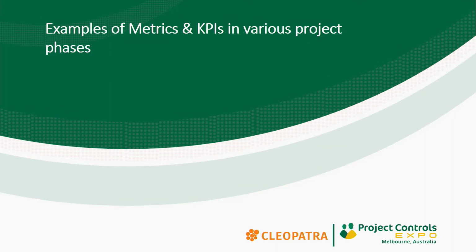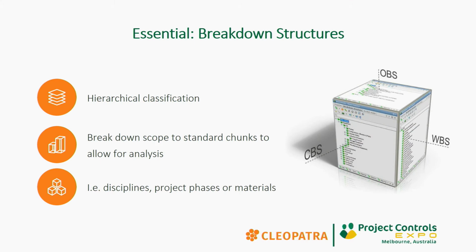So some examples of metrics that we're using. Let's first go to how we break that down. What we think is essential in finding KPIs is using breakdown structures. Familiar breakdown structures that we typically see used in projects are obviously a work breakdown structure or a cost breakdown structure, but there are so many other ones that we can apply to projects in order to break it down to standard chunks to allow for analysis.